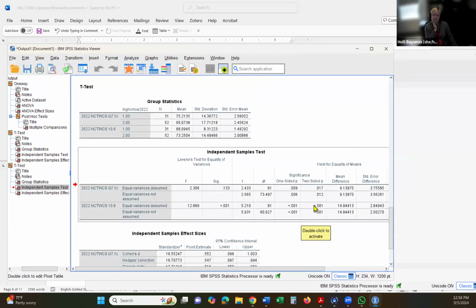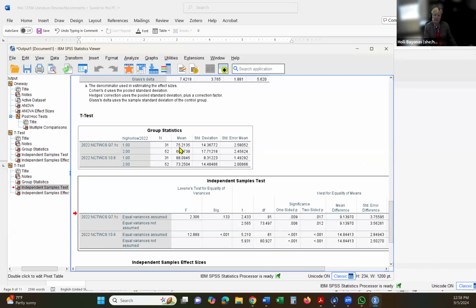So this one, hmm, yeah, it's interesting. Look at that. But why is the standard deviation so high with this group? 75 versus 66.